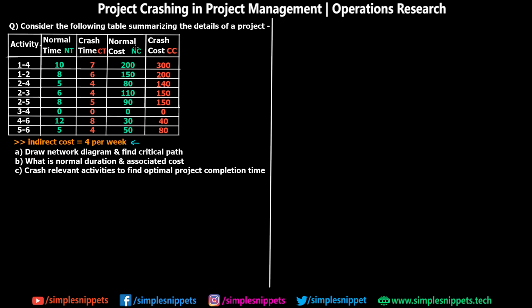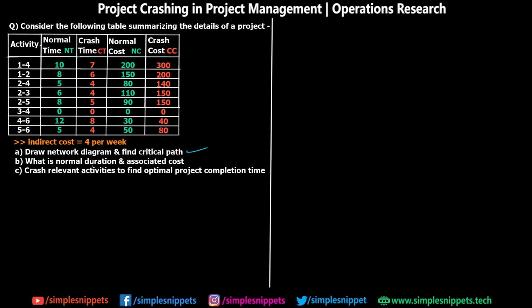Now we still don't know how long this entire project is going to take because we still have to find out the critical path. Let's say it is going to take 10 weeks. Then the total indirect cost would be 10 into 4, because we have 4 per week, that is 40. This is me just giving an example, and we'll be using this indirect cost later when we actually make the calculations, so just keep this in mind. The first thing that is asked is to draw the network diagram and find the critical path, because that will give us the estimated completion time.